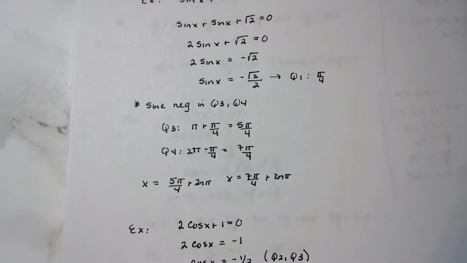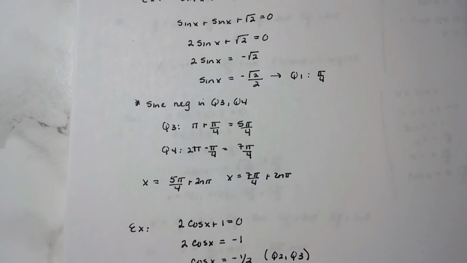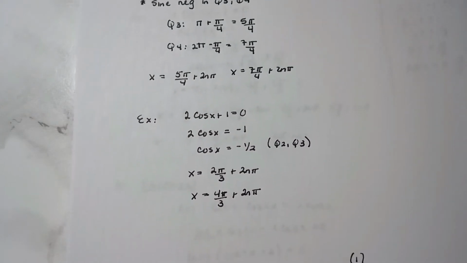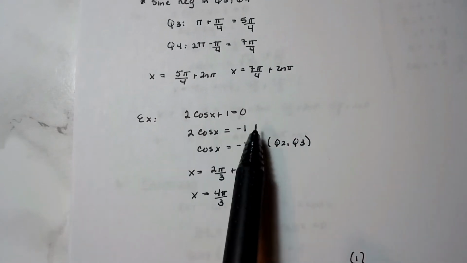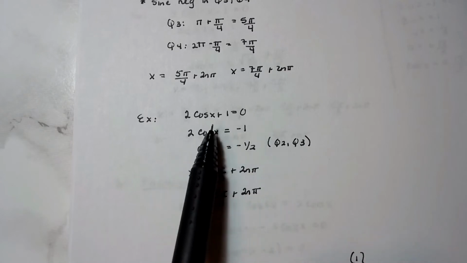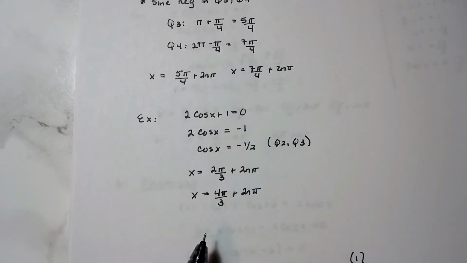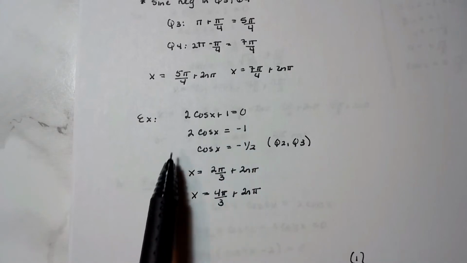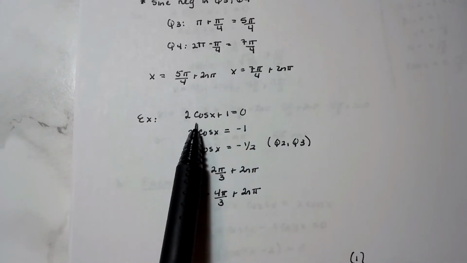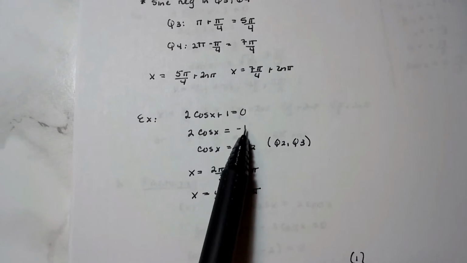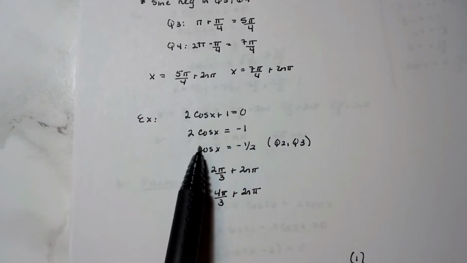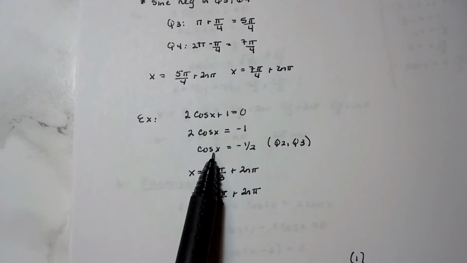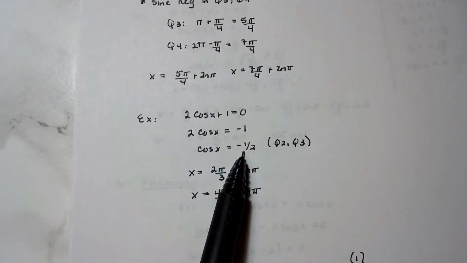I'm having coffee. So, here's another one. Okay. Again, it's very simple. There's not much I have to do, and in fact this one's easier than the one above it. So I have 2 cosine of x plus 1 equals 0. So again, I just have to isolate this trig expression. So I'm going to subtract 1 from both sides, then I divide it by 2, and I know that the cosine of x is equal to negative 1/2, right?